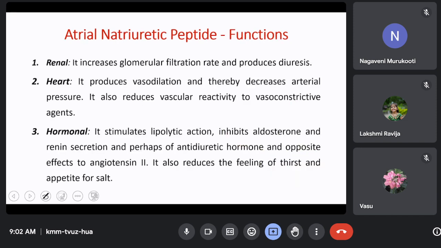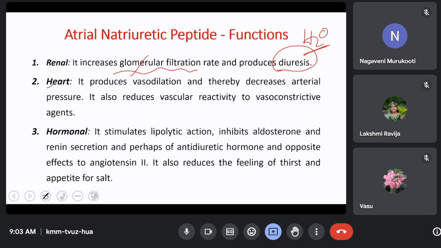Okay, next, coming to its main functions, how it does this action on kidney. It increases glomerular filtration rate so that large amounts of water are excreted through urine, a process called diuresis. What is diuresis? Excretion of large amounts of water through urine is called diuresis. How is a large amount of water excreted? Only when glomerular filtration rate increases. When glomerular filtration rate increases, more and more blood is filtered, and here what happens? Vasodilation followed by natriuresis leading to diuresis.